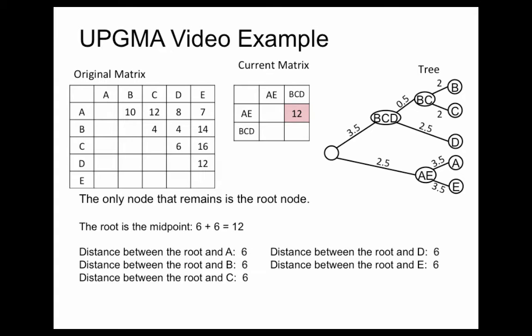That's the distance between the root and the most recent common ancestor. And then the root on this side, the next most recent common ancestor is 2.5 distance coming out of it. So you need to just say 6 minus 2.5 equals 3.5. And so in this case, the distance from the root to A is 6, the root to B is 6, the root to C is 6, the root to D is 6, the root to E is also 6. So now that's the UPGMA algorithm for making trees.